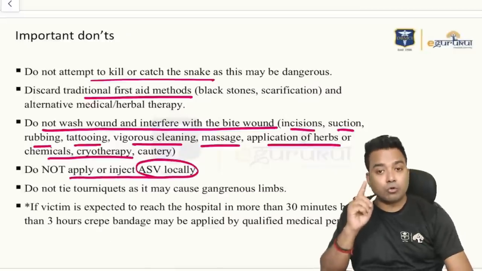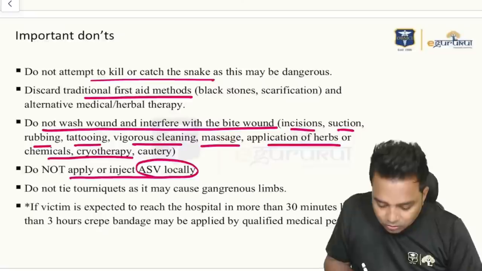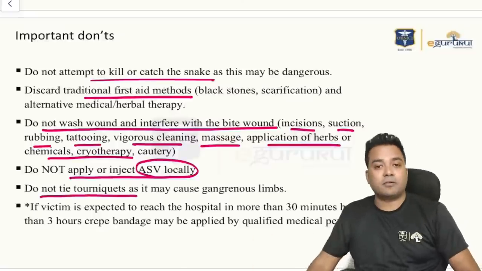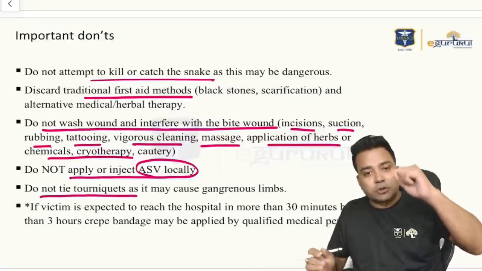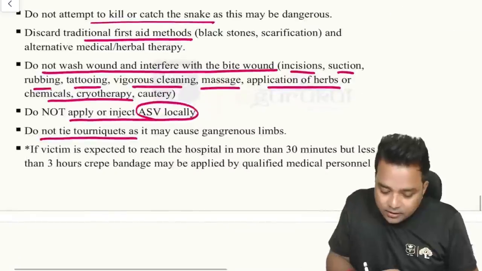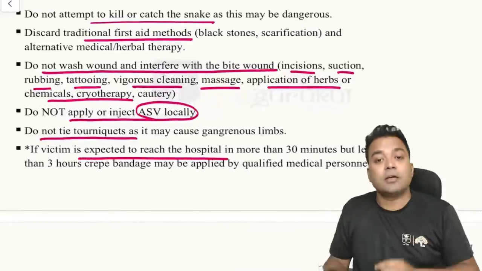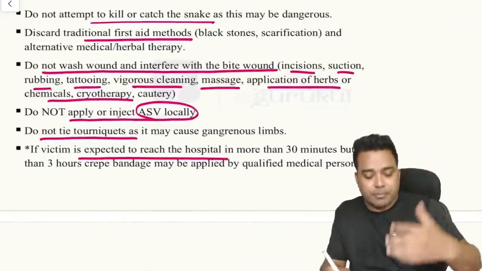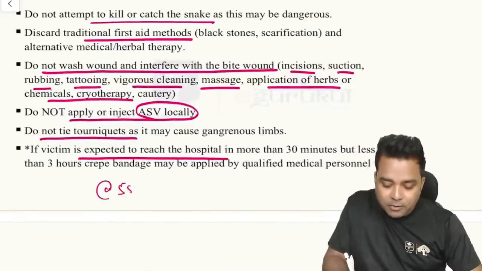Do not apply or inject ASV locally. It is always to be given through the slow IV route. No tourniqueting is to be done. But in hospital settings, they have particularly written, what can be used is Sutherland wraps at a pressure of 55 millimeters of mercury.